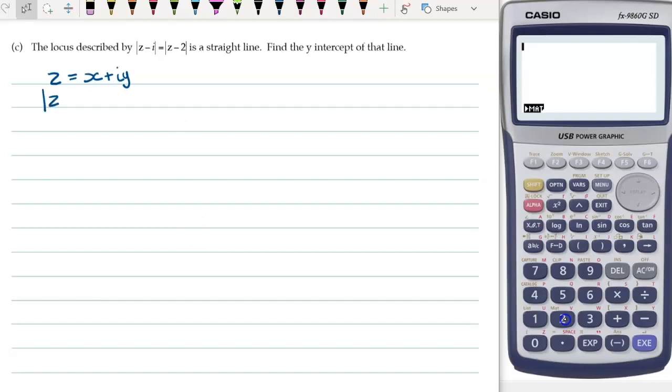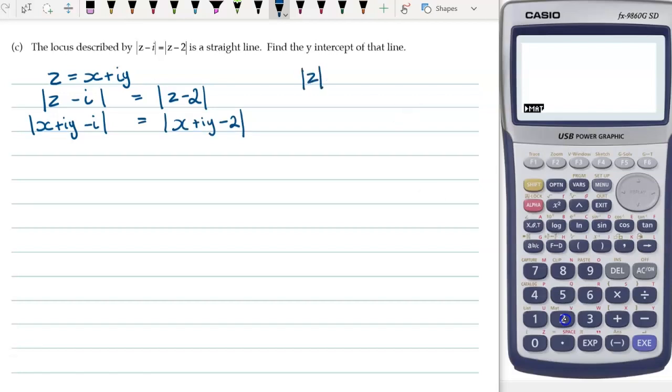So then the modulus of z minus i is equal to the modulus of z minus 2. We're now going to pop in the x plus iy, so it would be x plus iy minus i, and x plus iy minus 2. Remember that the modulus of z will be the square root of the real part squared plus the imaginary coefficient squared, not the i, just the coefficient. That's the definition of modulus, and you need to memorize that.